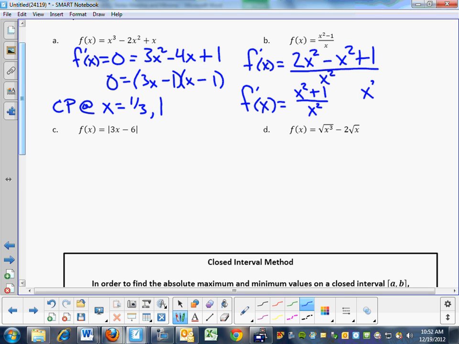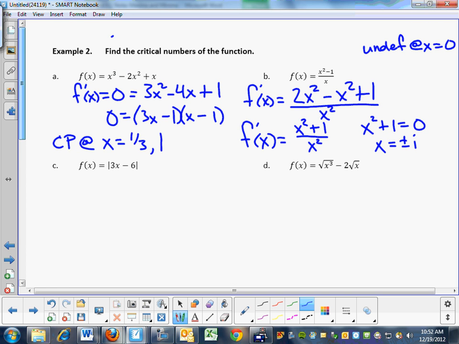So if you say x squared plus 1 equals 0, when you solve that, what do you get? X squared equals negative 1, so x is equal to plus or minus i. So is there anywhere in the real set of numbers where the derivative is equal to 0? No. If there was, I would include those. But I don't have that. So all I have in this situation is that I have critical points at x equals 0. That's it.